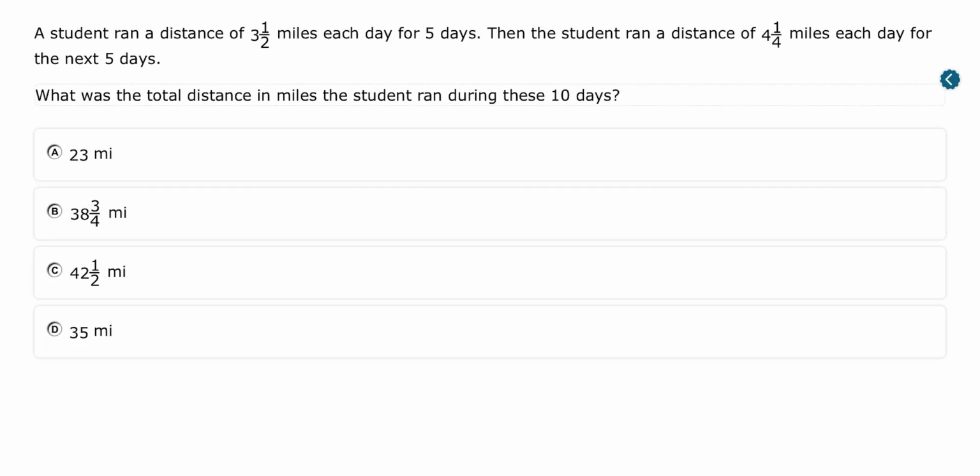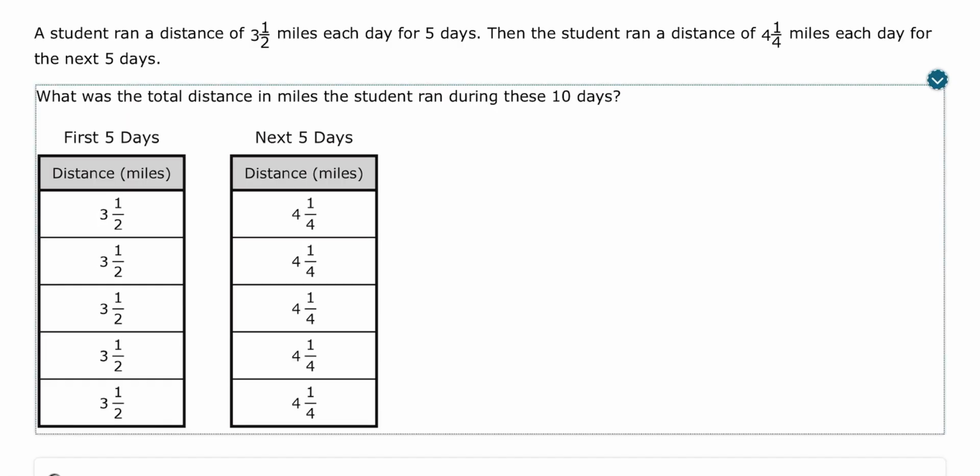If some of you have accommodations, some content clarifiers, if you look at this, there's a little arrow right here that, if you click on it, gives you the information in a table. And the total distance, the word total means we're going to be adding. Now we are dealing with 10 days.